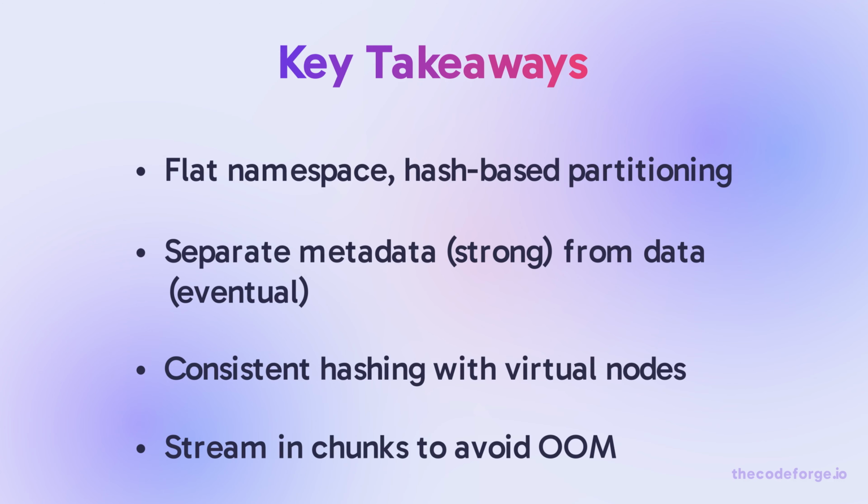To recap, object storage is a flat namespace of keys and objects. Separate metadata from data to scale independently. Use consistent hashing with virtual nodes for even load distribution. And always stream in chunks to avoid OOM-kills on large objects.